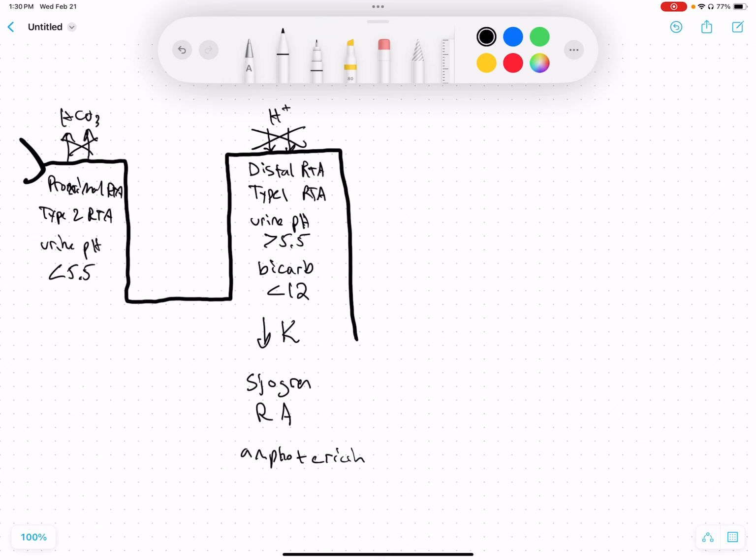Because the kidneys can compensate, the acidosis will be more mild. Often you'll see a serum bicarb between 12 and 20, indicating it's more mild. Also in type 2 RTA, proximal RTA, the serum potassium will be low. And like I said, you're not going to see this very often in the hospital or in the wards.